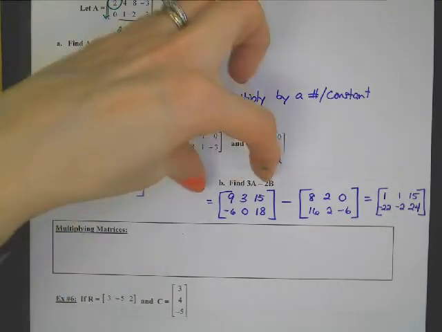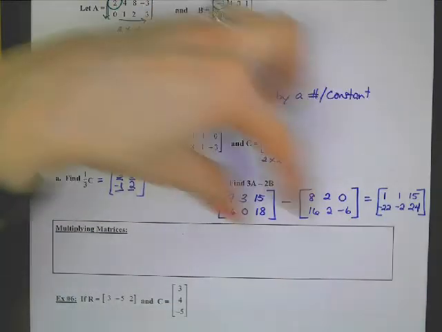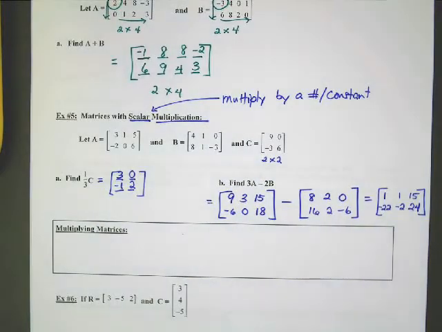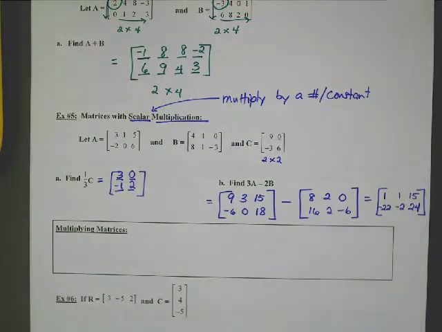So when you're doing problems like this, I need to see your 3A matrix, then your 2B matrix, and then you can find the final answer. Okay? So that's scalar multiplication.